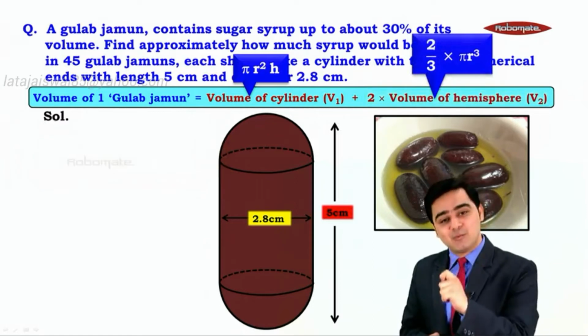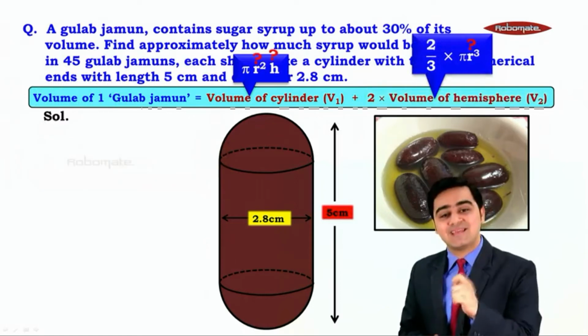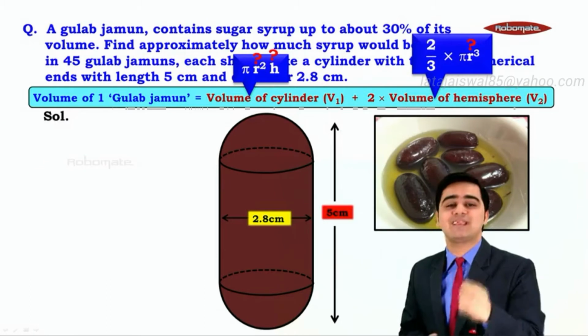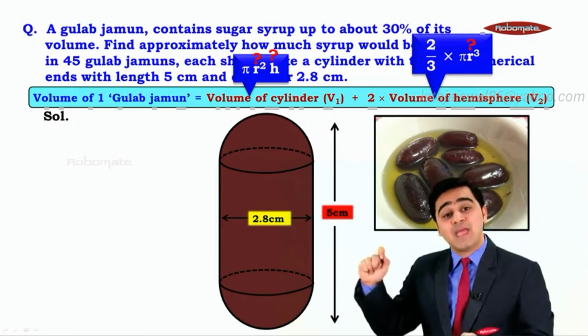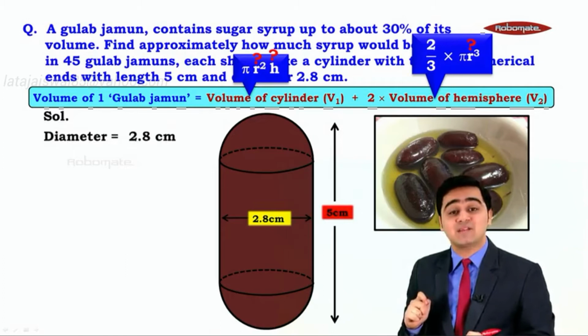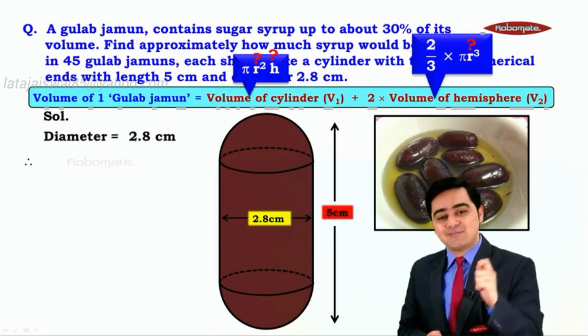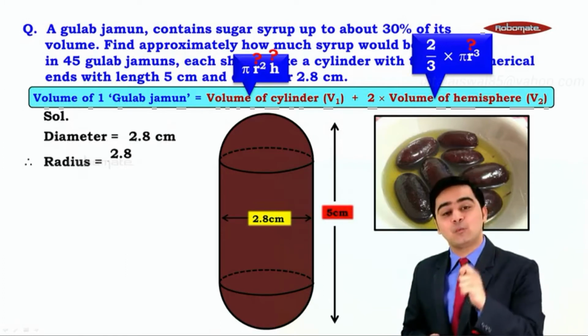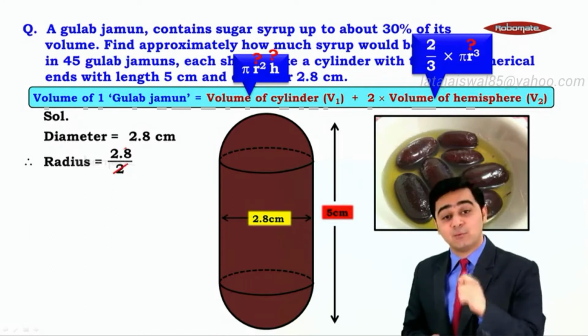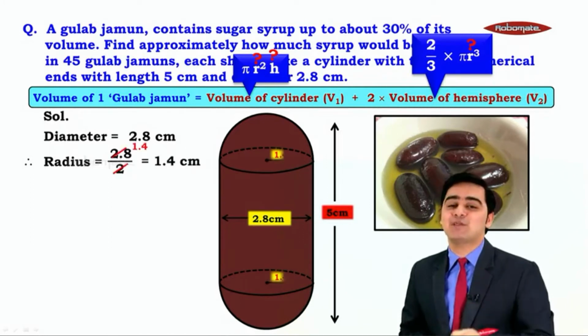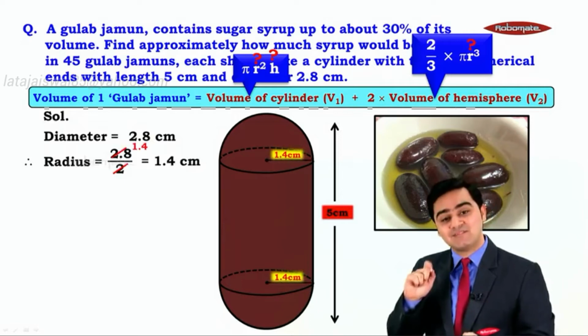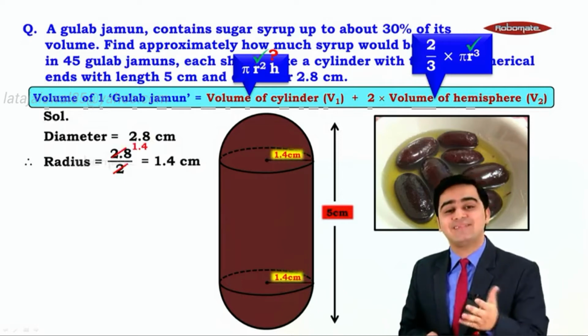So, to find volume of one gulab jamun, we need the radius and the height of the cylinder. Also, we need the radius of the hemisphere. Observe, we have been provided with the diameter and it is equal to 2.8 centimeter. So, we can find the radius and it is equal to 2.8 upon 2. And if we do the cancellations, it is equal to 1.4 centimeter. So, we have the radius of the cylinder and the hemisphere.